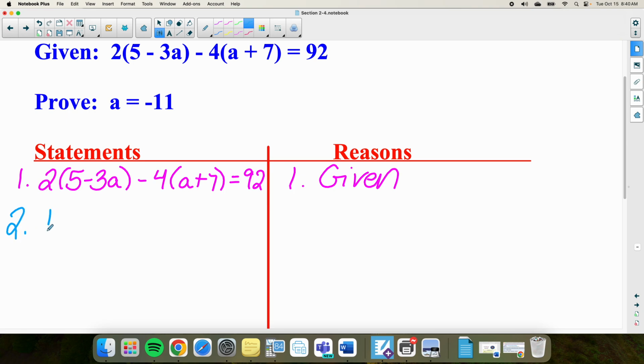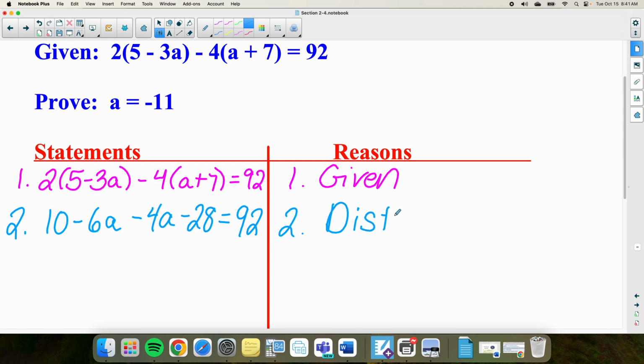So 2 times 5 is 10. 2 times a negative 3a is minus 6a. Negative 4 times a is negative 4a. Negative 4 times 7 is negative 28. And that equals 92. And then like you guys said, that was distributive property. Make sure you do prop at the end.